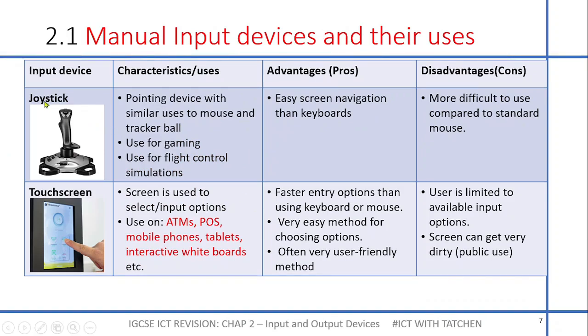Now, the next thing is the joystick. So a manual input device. You just hold here and you can move around, just like maybe the tracker ball, the other mouse. Now, they are mainly used for gaming. You can use it for flight control simulations. So that's where things like this come in.